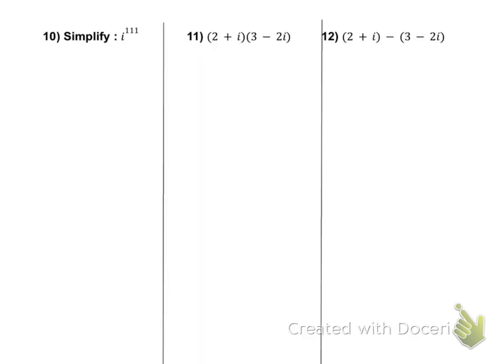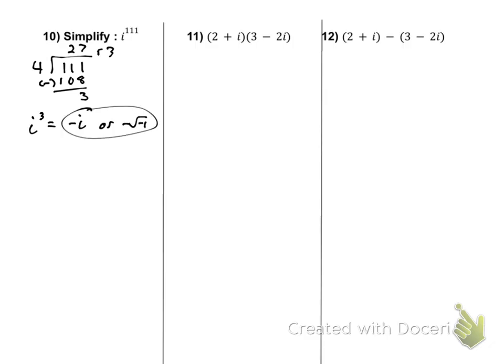Number 10, I'll do 4 divided by 111 and 27. So if I do 27 times 4, 108. So if I do 27, that'll be 108, which gives me a remainder of 3. Okay, so that would be i cubed, which is negative i, or negative square root of negative 1. Either one of those answers is acceptable.